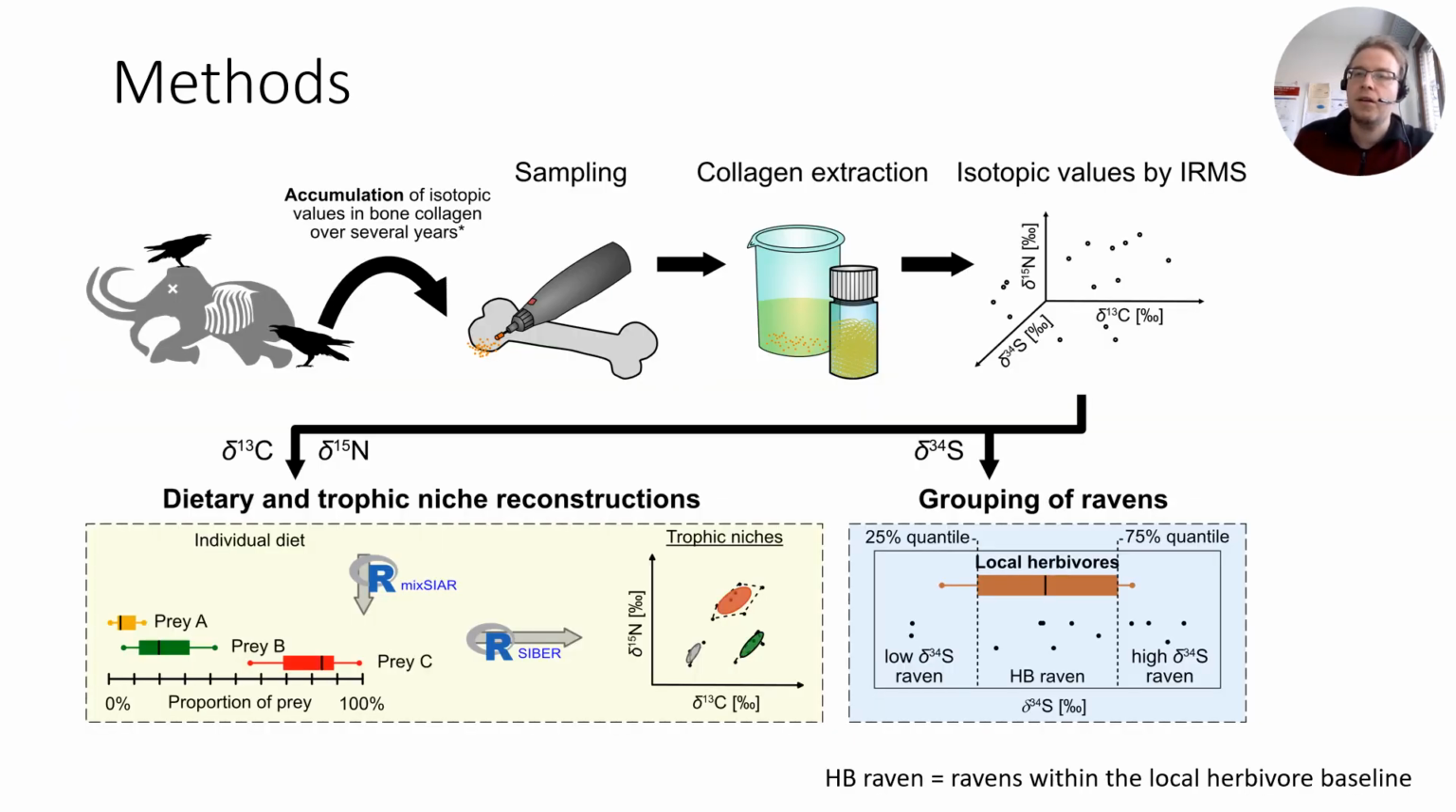To answer this question, we studied the diet of ravens using stable carbon, nitrogen and sulfur isotopes. We sampled raven bones, extracted the collagen and measured the isotopic values using an IRMS. Carbon and nitrogen isotopes were used to determine the diet by using MixSIAR and to reconstruct trophic niches by using SIBER. Sulfur isotopes help us to divide ravens into three groups: ravens that were at the baseline of local herbivores, ravens that had lower sulfur values, and ravens with higher sulfur values.